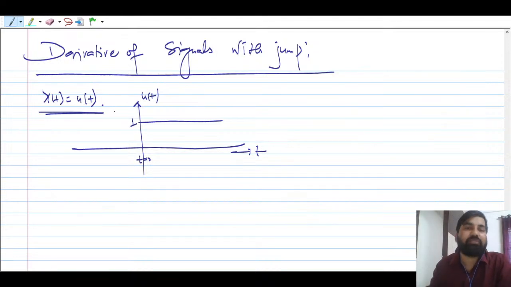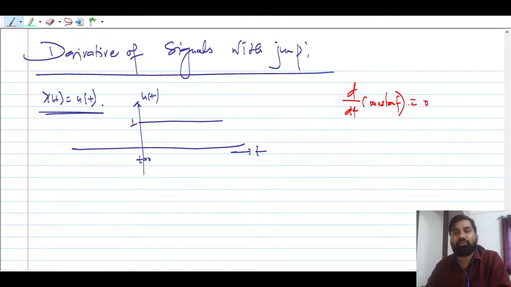So remember how we differentiate it. At a jump, this is a very important point, you can differentiate x of t or u of t normally for t greater than 0. Why? Because it is constant, and the differentiation of a constant is 0. That is the normal differentiation that we always do.